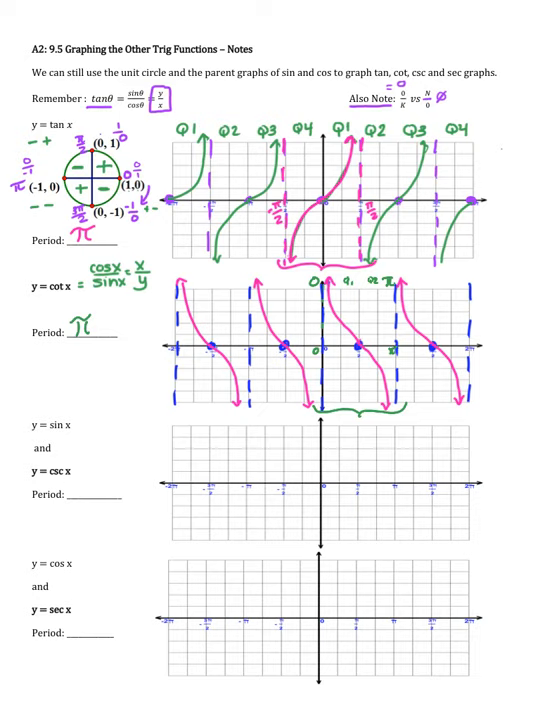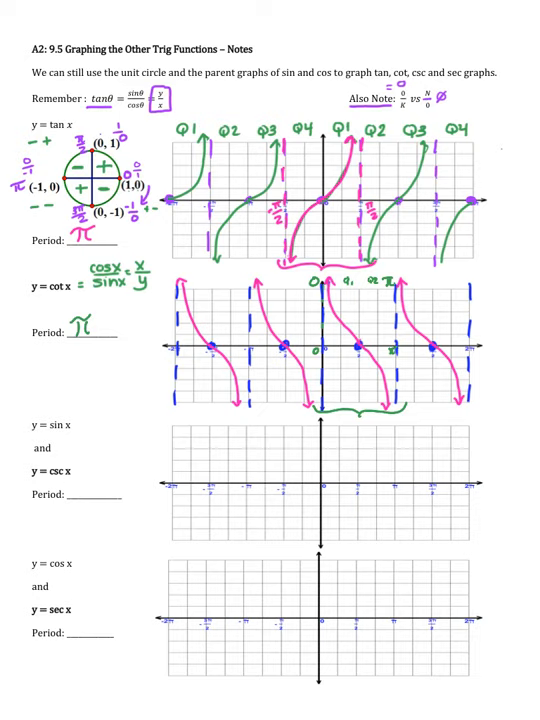Okay, so that is your tangent and your cotangent graphs. The best way to get them, if you don't want to memorize, is just kind of looking at what the values are where the unit circle hits the x and y axis. Now we're going to look at cosecant and secant.